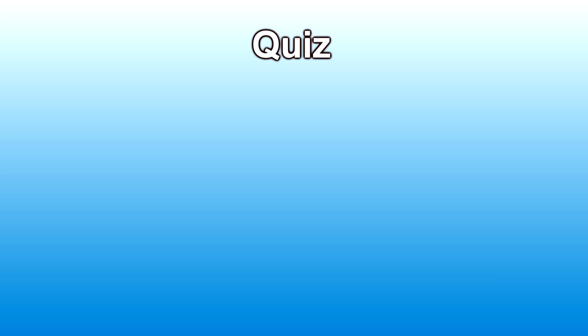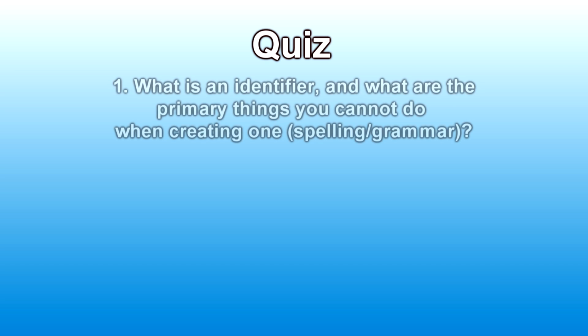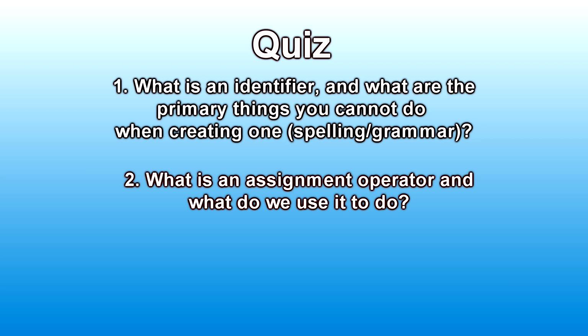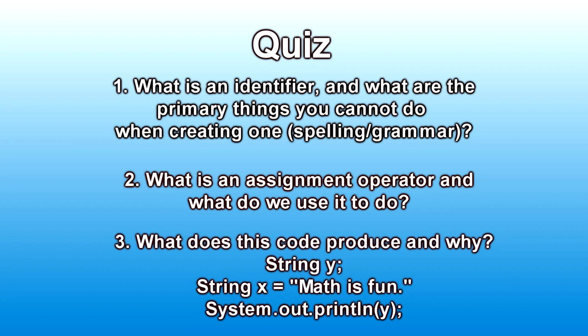So first up, question 1 is, what is an identifier and what are the primary things you cannot do when creating one, specifically grammar and spelling? And question 2 is, what is an assignment operator and what do we use it to do? Last but not least, I want you to answer what this code produces and why.